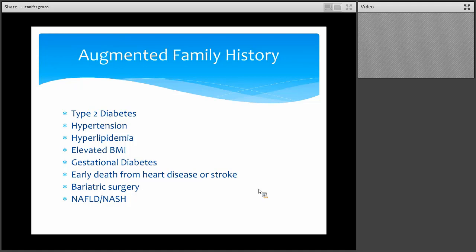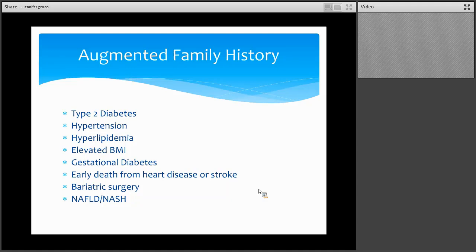So those are the components of the medical history that we need to be cognizant of when we're trying to figure out what is the medical risk. And then this is information about the family history. The recommendations from guidelines are that we do an augmented family history or an obesity-specific family history.